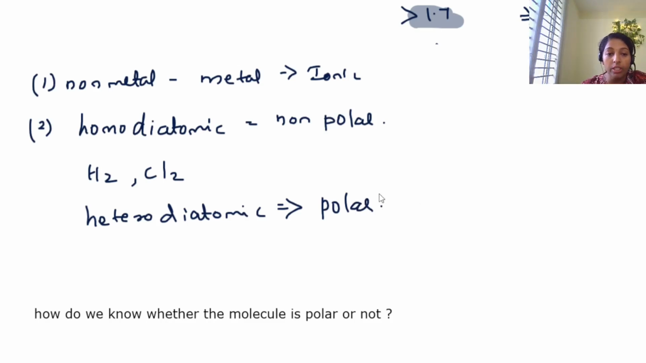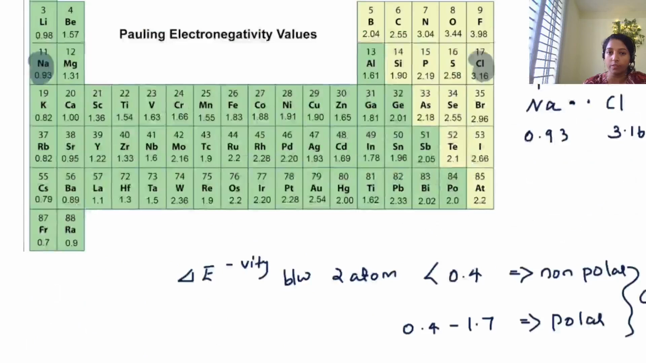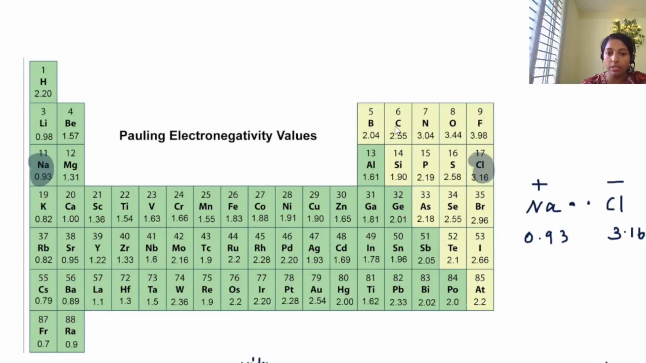Okay, but think about the CH bond. The carbon-hydrogen bond is non-polar. You can study it that way, except for the CH bond. Because see the values, carbon is 2.55 and hydrogen is 2.20, so the difference will be less than 0.4. So the CH bond is non-polar. Even though it is two different atoms, you have to consider it a non-polar bond.